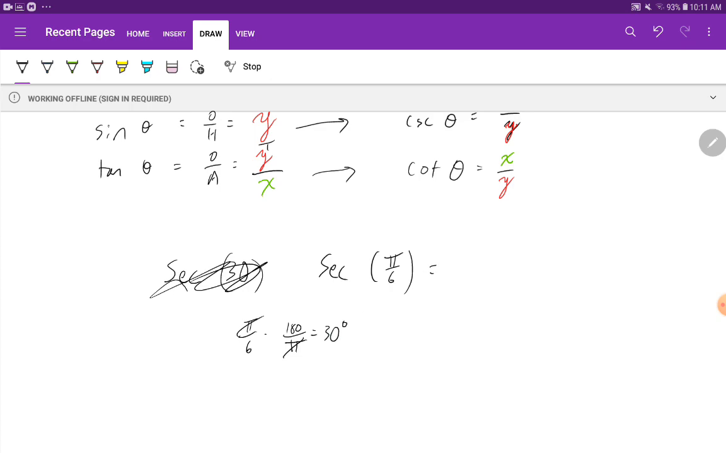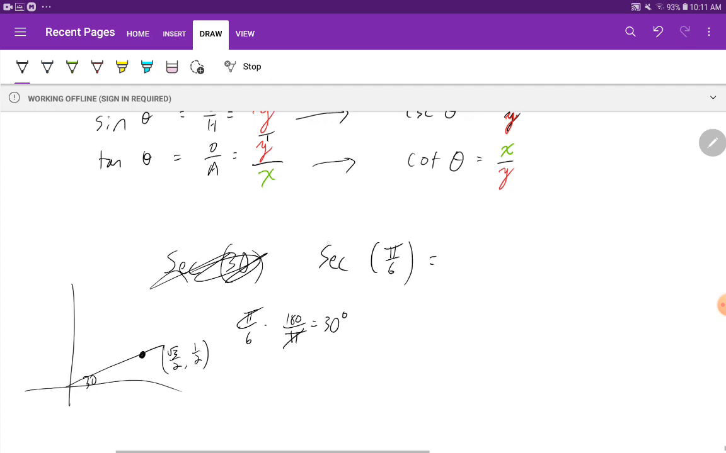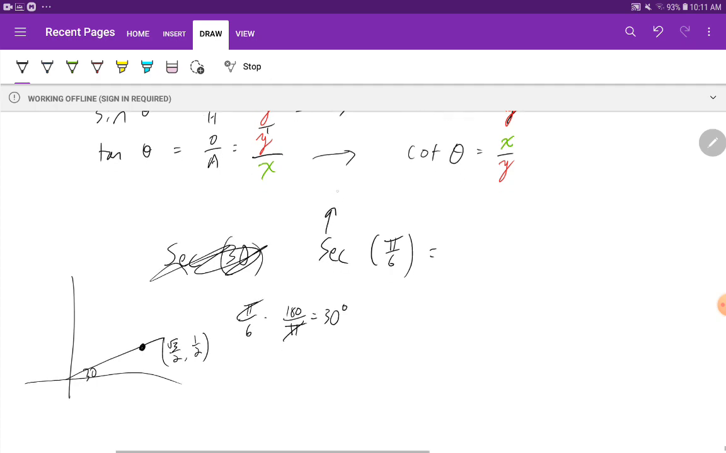All right, so at 30 degrees, if you look at your unit circle, that's this one, it is root 3 over 2, comma 1/2. And secant is the flipped version of cosine, so this means 1 over x. In this case, it's going to be 1 over, well, my x value is root 3 over 2. So I just write root 3 over 2.